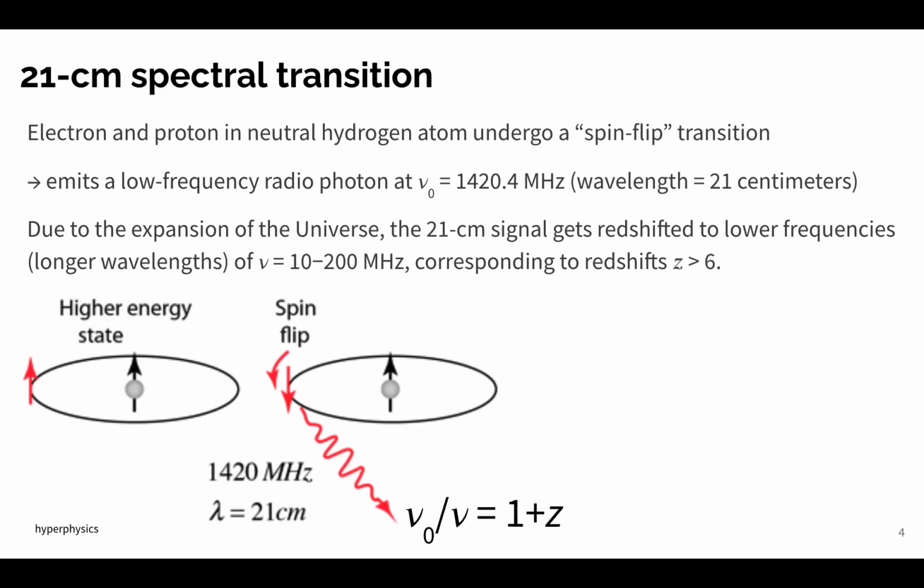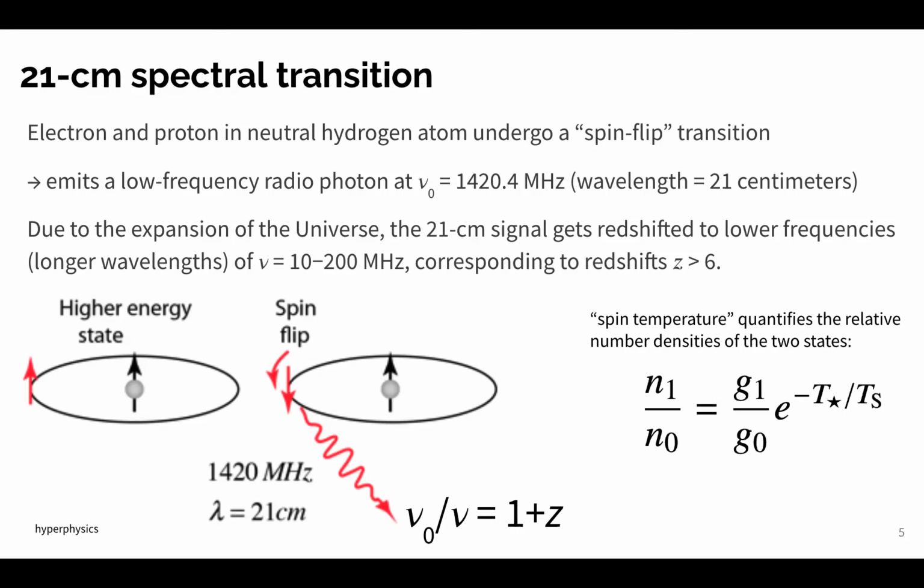There's a spin temperature associated with this 21 centimeter transition. All that means, from the Boltzmann equation, is basically understanding how many hydrogen atoms we have in one state versus the other, the higher energy state or the lower energy state.